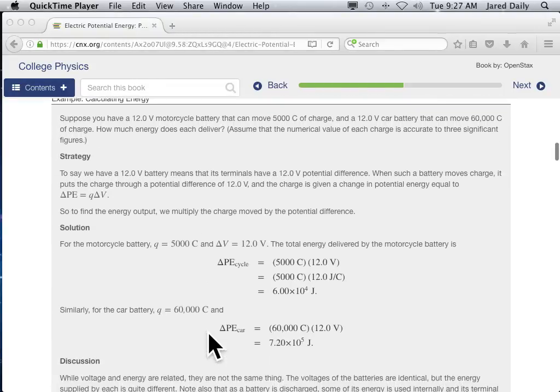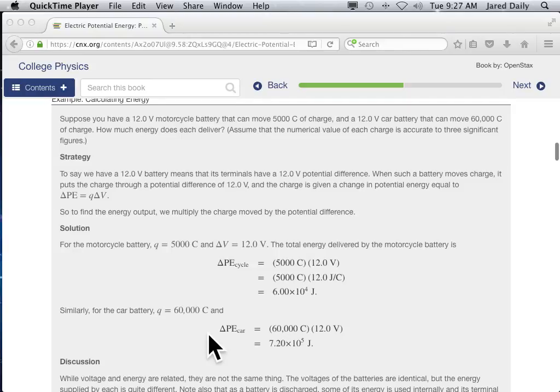Now, how do we put some numbers to this? Here we have an example with a 12-volt motorcycle battery. So what does that tell us? If a motorcycle battery has 12 volts of voltage, or 12 volts of potential difference, we'll call that, and you have two points on the battery, the positive and the negative post, right? So what does that tell us if it's a 12-volt battery? Potential difference.